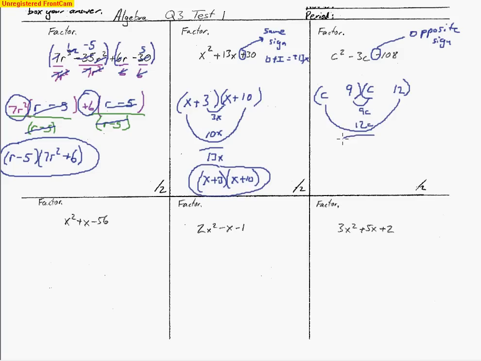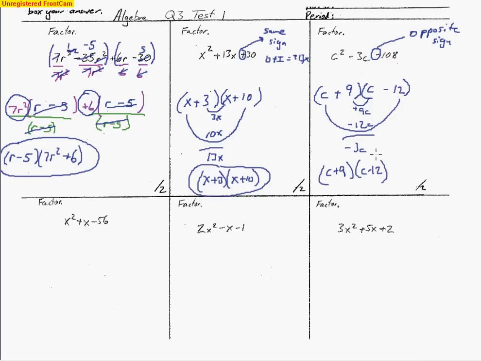Those will subtract to make a 3c. Now, in order to make it negative, I need the 12 to be negative because it's the bigger number. 9 is the smaller number. It needs to be positive in order to make a negative 3c. So there it is, c plus 9 and c minus 12.